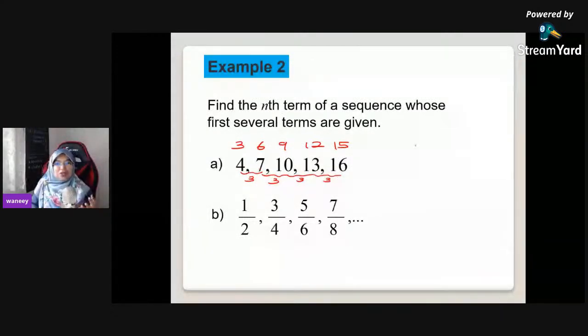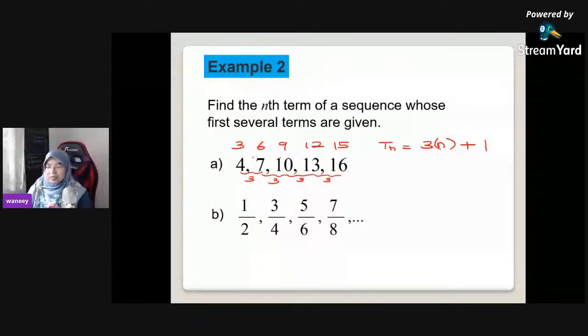Okay, so since we know this is a multiple of 3, so Tn should be 3 times n, and then you simply plus 1. So if n is equal to 1, we are going to get 3 times 1 plus 1. So we are going to get 4. If n is 2, so this is the second term, 3 times 2 plus 1. So we are going to get 7.